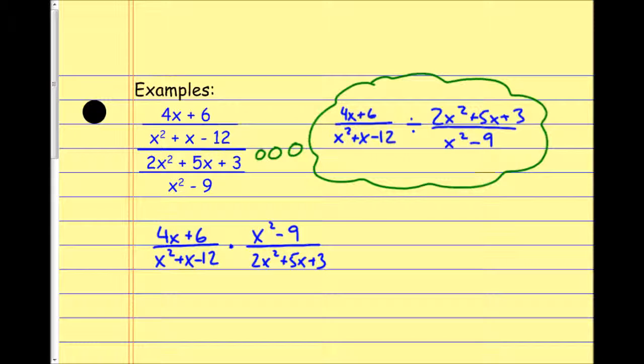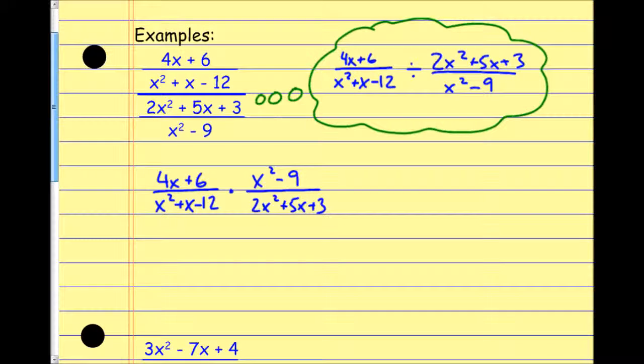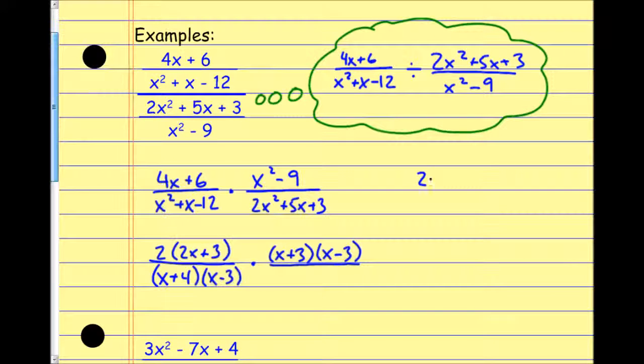In that first numerator, I can factor out a 2, which leaves me with a 2x plus 3. In the denominator, I can factor this into an x plus 4 and an x minus 3. Over here, the x squared minus 9 factors into an x plus 3 and an x minus 3. That's my difference of squares. The denominator, I might have to take off to the side here. I build a bridge and I factor it.